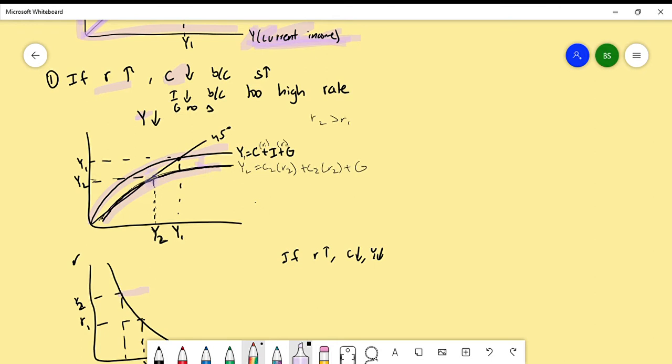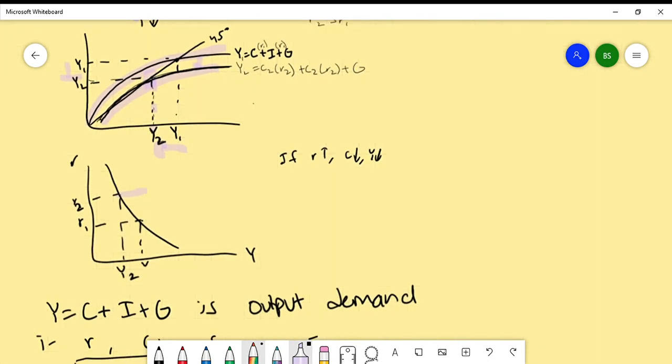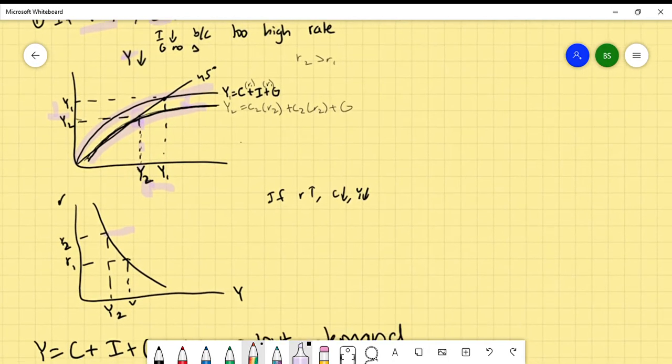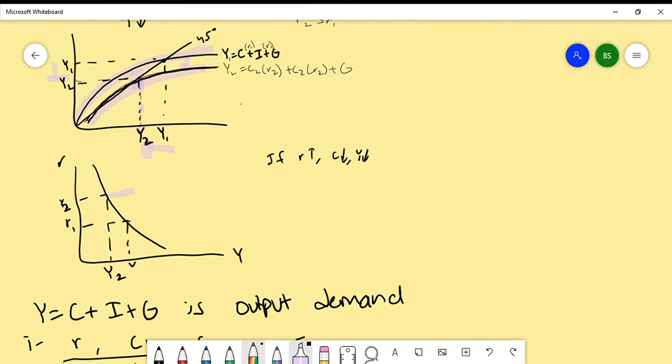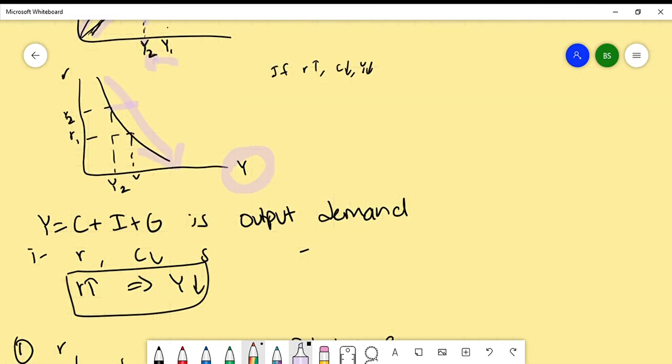It's like we just consume at a lower point, and we have a lower income. That is with a higher rate. And so over here, with a higher rate, our output falls. So it's a downward sloping curve. And so y equals c plus I plus g is our output demand, our demand for goods. And we know that if r increases, y decreases.